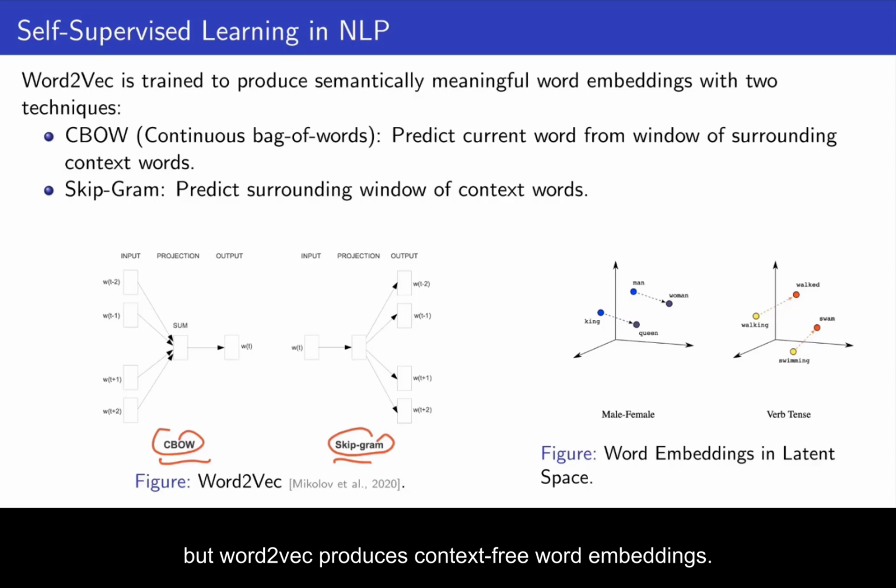But word2vec produces context-free word embeddings. This means that, for example, "he is running a race" or "he is running an enterprise" cannot be differentiated, as word embeddings are predicted for single words after pre-training.